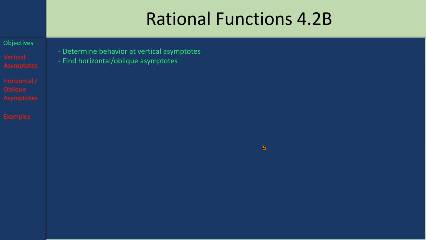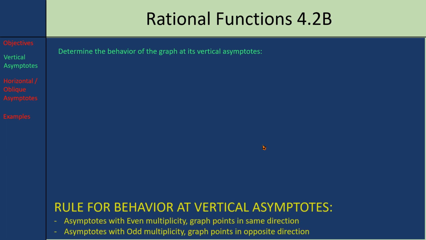Okay, so first, let's go back to the vertical asymptotes. We found this last time, right? And so now we're going to find out what happens at those asymptotes. Okay, so the rule for this is that if you have a vertical asymptote with even multiplicity, then the graph points in the same direction, and with an asymptote with odd multiplicity, then they point in opposite directions. Okay, you should be writing this down in your notes.